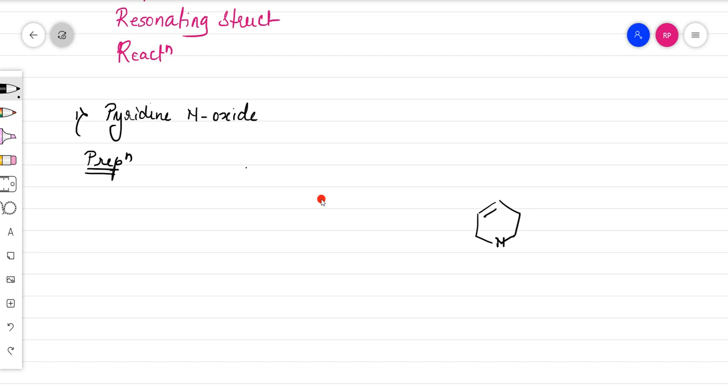Just think of it to prepare pyridine N-oxide. Can anyone guess what could be the easiest way?